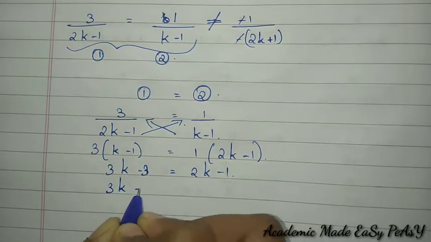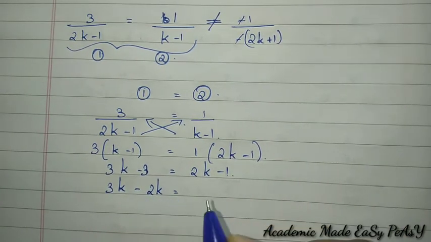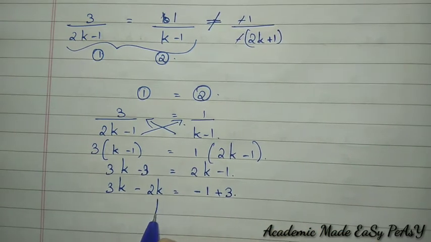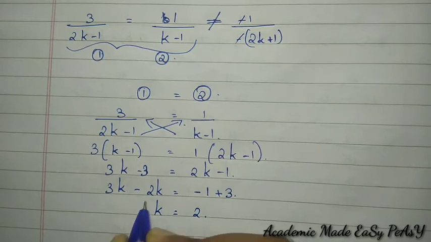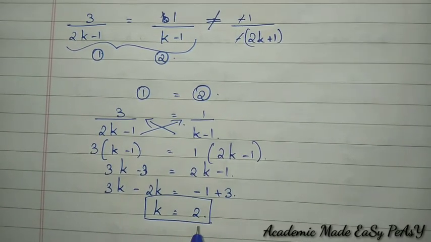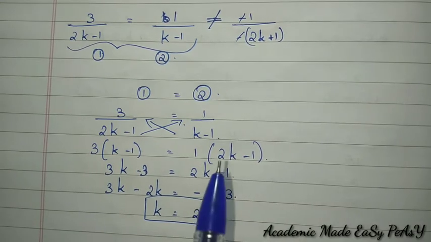So 3k minus 2k, I'm just taking my variables to one side. So minus 1 plus 3. So my k is equal to 2. So therefore, to have no solutions, the value of k should be equal to 2.